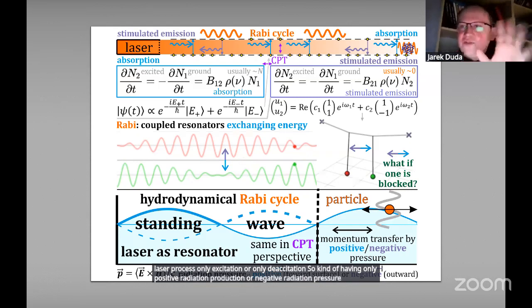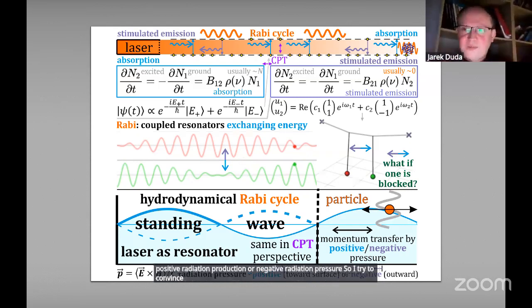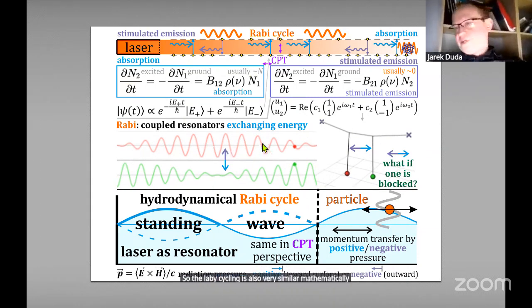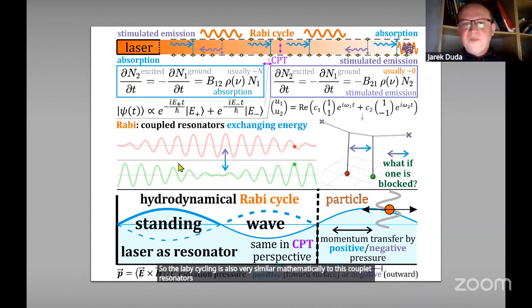I will try to convince you of a few ways to separate them. The Rabi cycle is also mathematically very similar to coupled resonators, like coupled pendula, which periodically exchange energy. One has a large oscillation, then it exchanges energy with the second one.